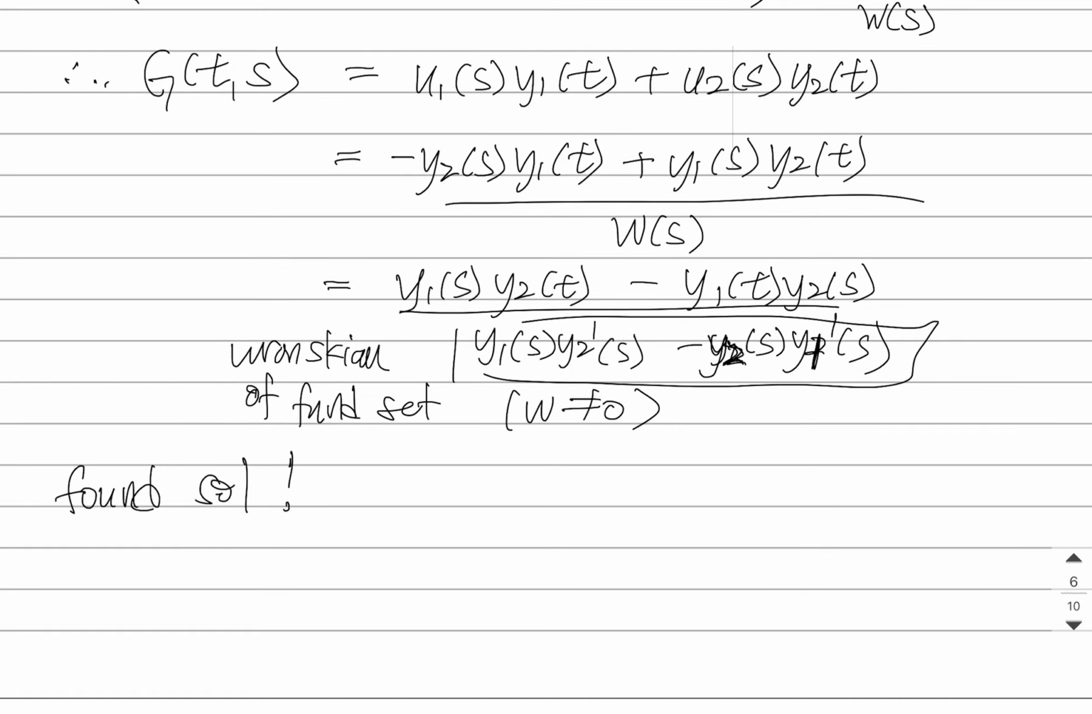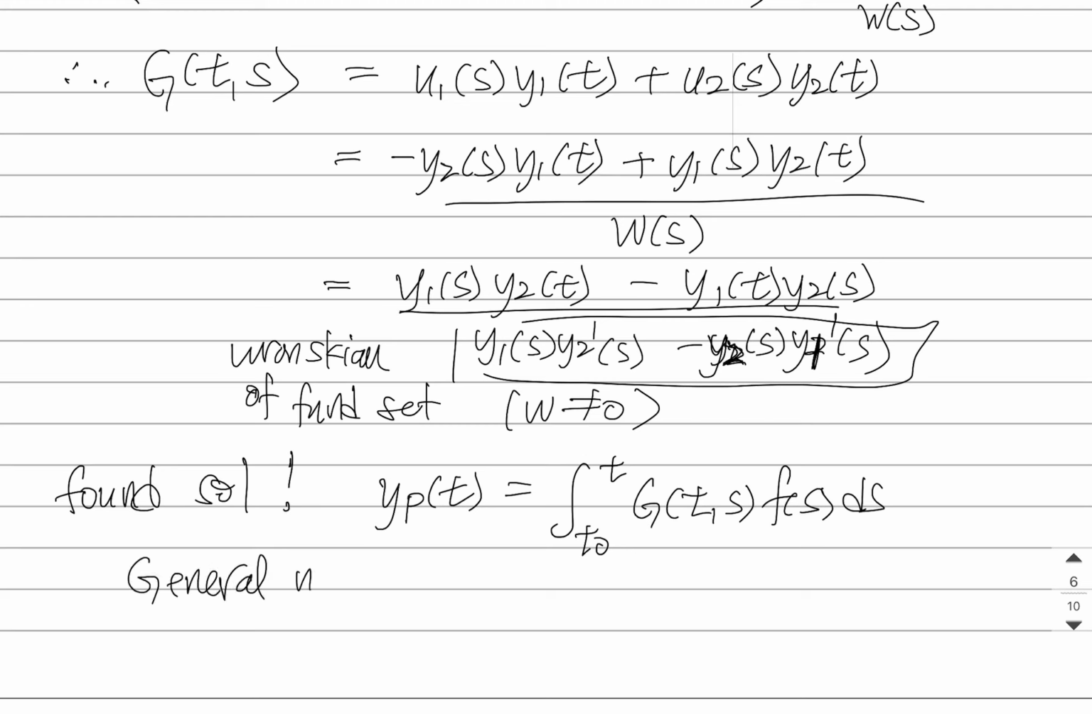If I define the Green's function like I did above, integrating from t naught to t, this will be the particular solution. So this is the most general yp. It applies for any f.